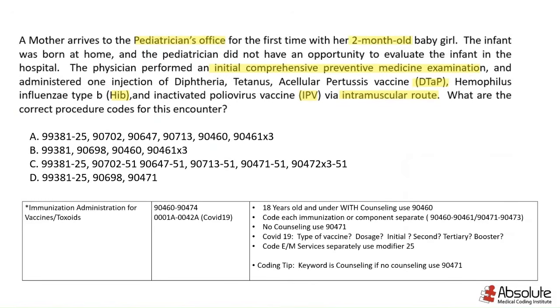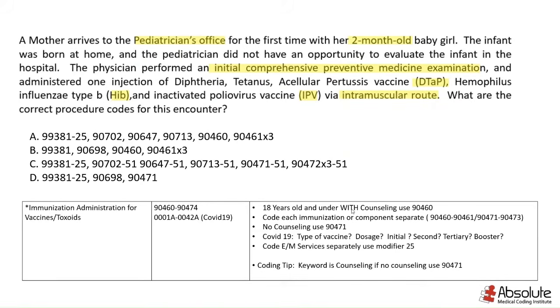And now let's look into the FTR. So this is your FTR. And from this, I can straight away eliminate a few of the answers. This is the FTR which we got from the manual, and let's look into it. 18-year-old and under with counseling use 90460. So my question for you all coders, what's the age of the patient?